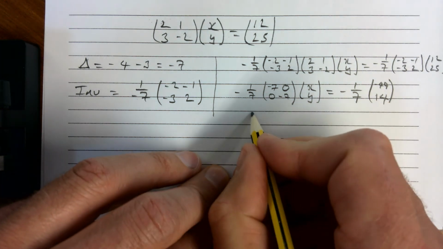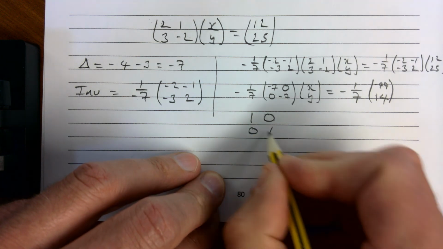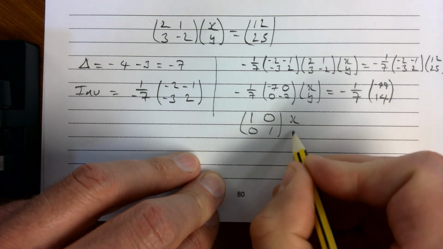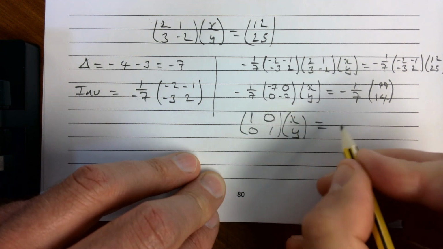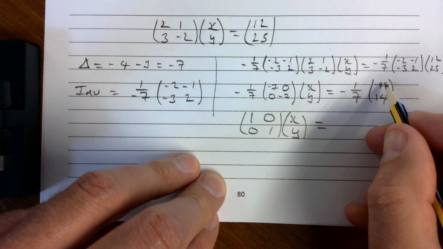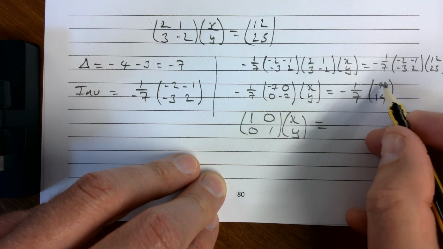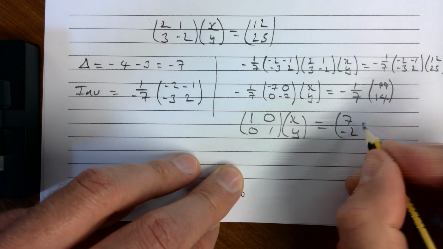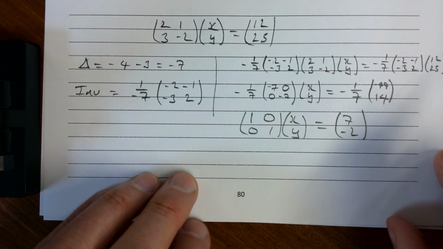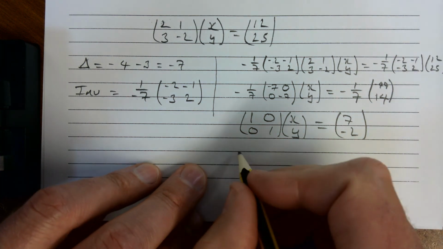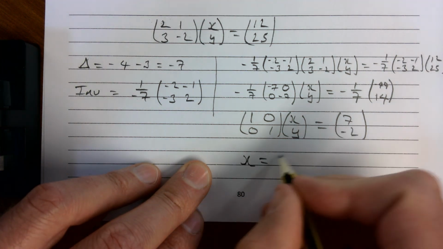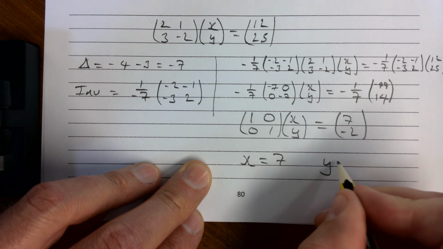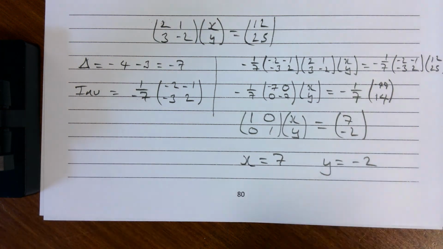What do we have here? We're going to have 1, 0, 0, 1 upon xy. Here, minus 1 over 7, so we're going to have minus, so that's going to be a 7, and then that's going to be a minus 2. So effectively then we are there. That means x is 7 and y is minus 2.